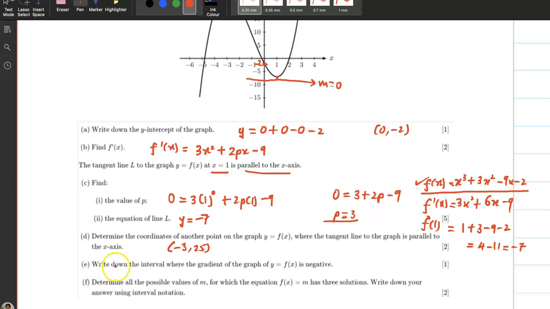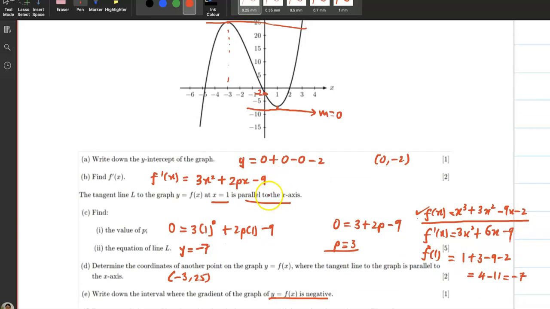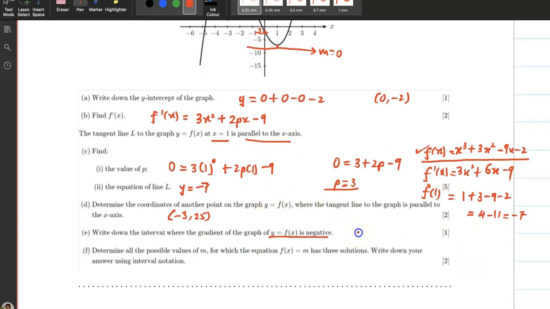Zero problem. Okay, write down the interval where the gradient is negative. Where is the gradient negative? See, when it's going up, it's positive. Look, from here to here, it's positive. It's negative from here to here. So from where is it negative from? Minus 3 to 1. To 17. No, but you write only the x values. Okay. Minus 3 to 1. Like this. Write only the x values. Minus 3 is less than x is less than 1. Determine all possible values of m for which f(x) has 3 solutions.